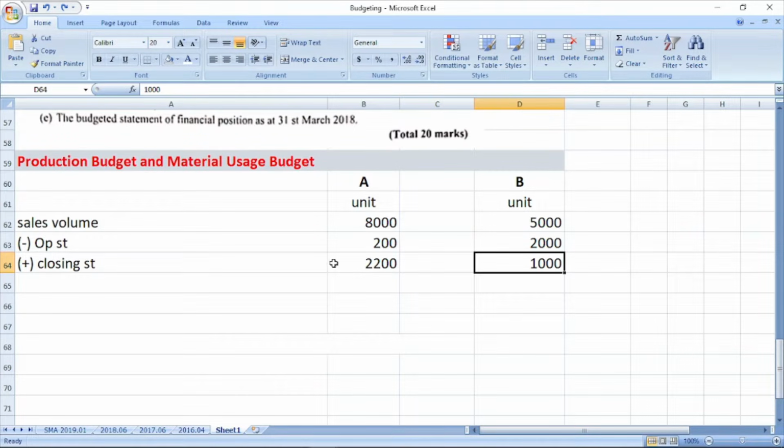Now, sales volume minus opening stock plus closing stock. We need to produce 10,000 of product A and 4,000 of product B. Yes, so this is our production budget. Next, we will see how to prepare the material usage budget. Now we know we need to produce 10,000 units of product A and 4,000 units of product B.